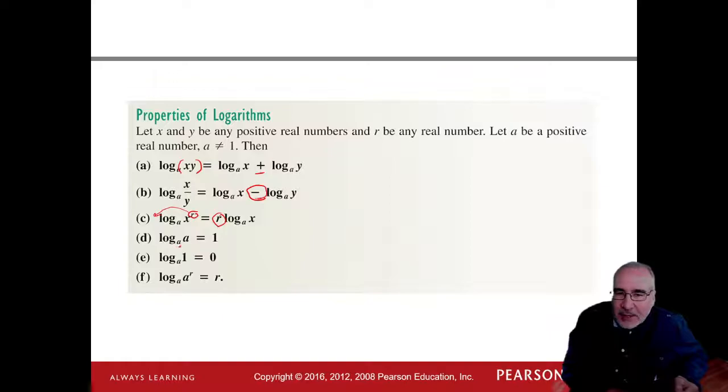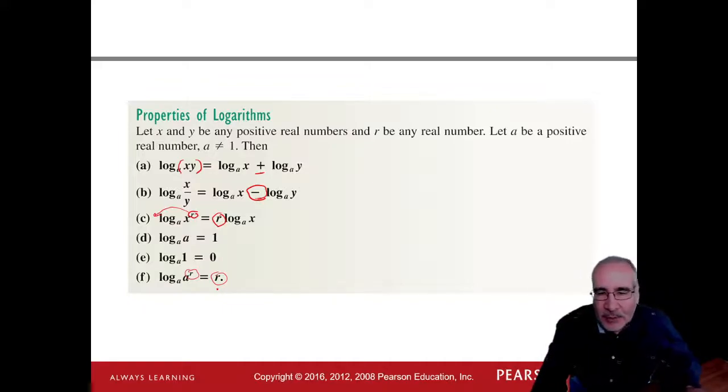And then a few other things: when the base and the input are the same, that's going to be equal to 1. And the logarithm of 1 is always 0, because anything to the 0 power equals 1. And then finally, if you have the base and you have the base to the r, again, the answer is the exponent. Right? The exponent is the answer to a logarithm. That's what that one's saying.